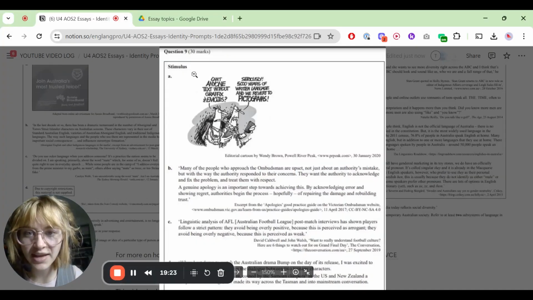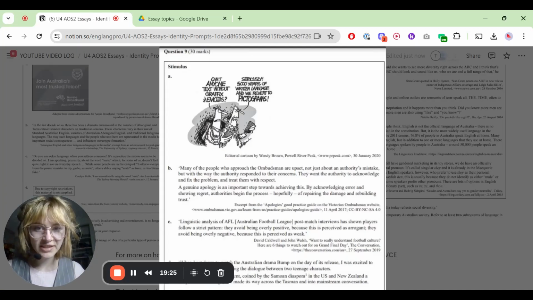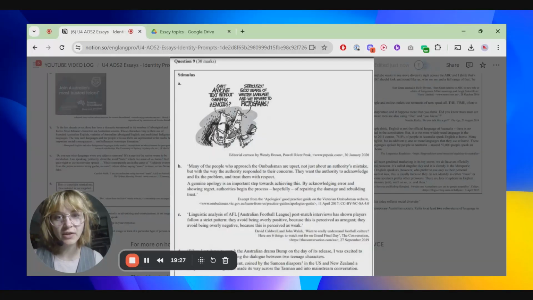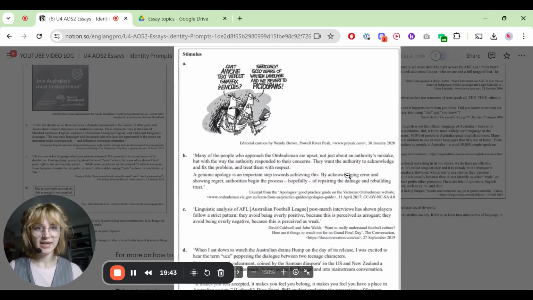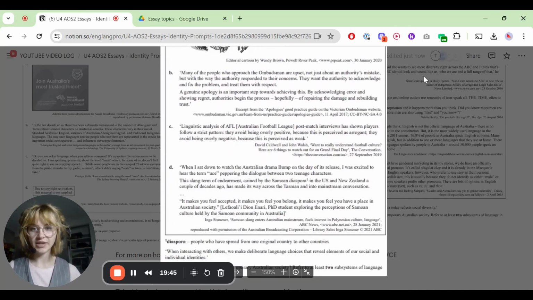"Can't anyone text without graphics and emojis? Seriously, 5,000 years of written language and we revert to pictograms." All right. Yes. Now I've got lots of ideas about e-speak, and I'm going to put them in my third paragraph. E-speak, I've got a David Crystal quote on that. I could talk about stimulus A, but I've already got so many e-speak examples that I can use.